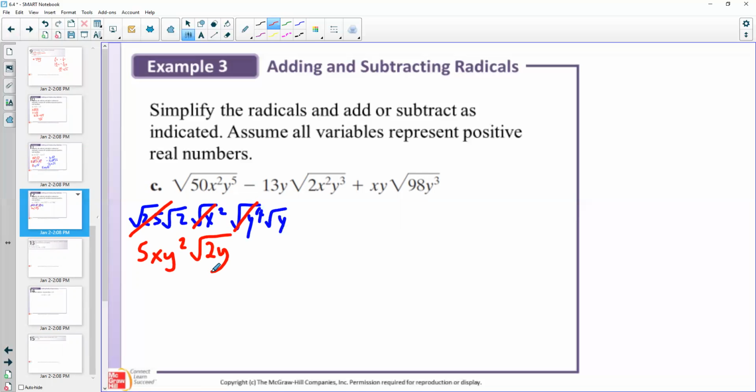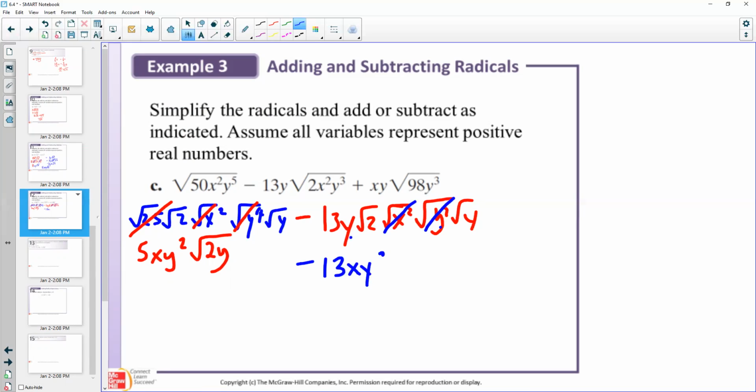Okay, so now I'm going to do the second term. It has a 13y at the front. I can't lose that. Radical 2, radical x squared. I'm going to make y cubed into y squared and y. Okay, change my color again. So that's going to become an x. That's going to become a y. So I'm going to end up with 13. I need an x. I already have a y, so now I have y and y. That makes y squared. And I'm left with radical 2y.